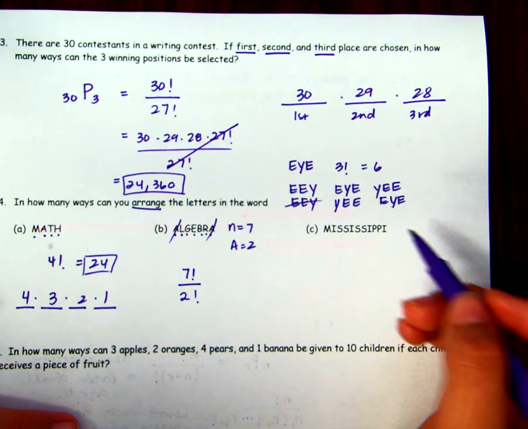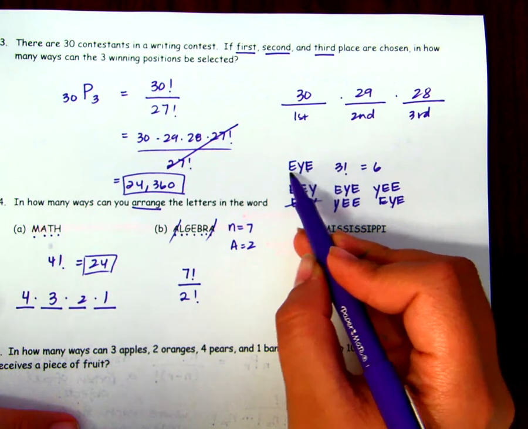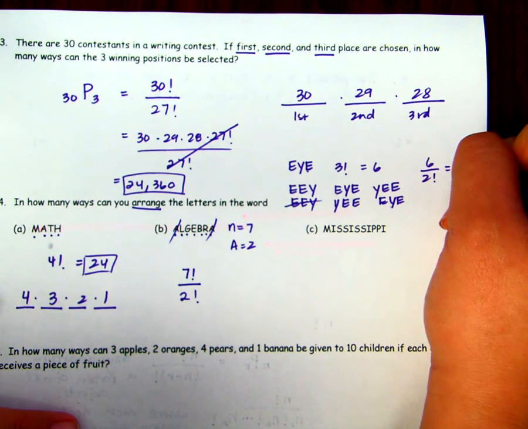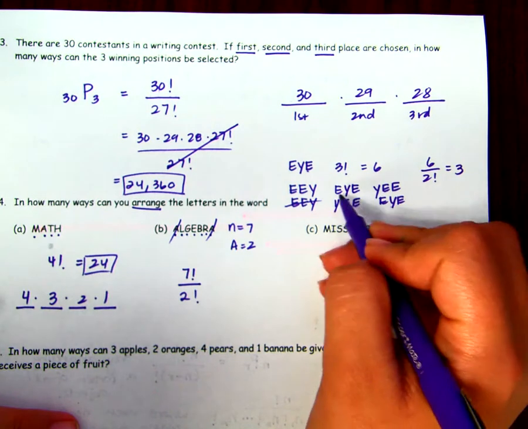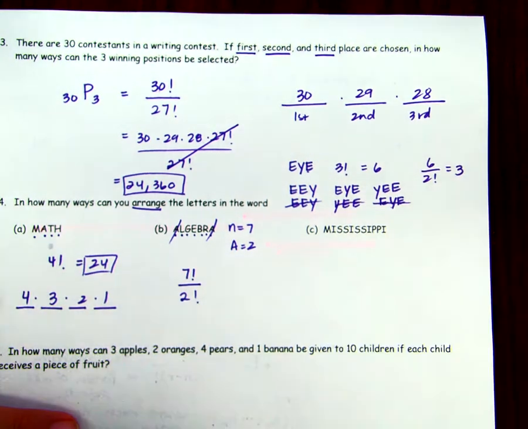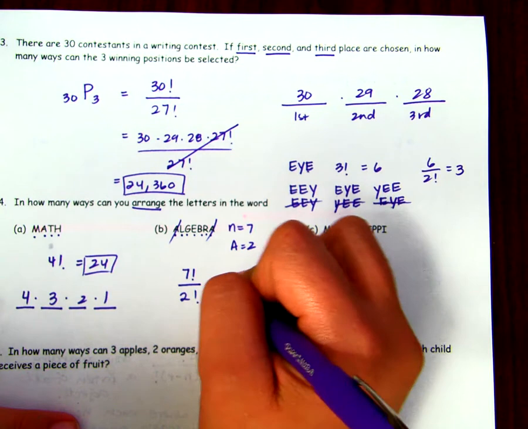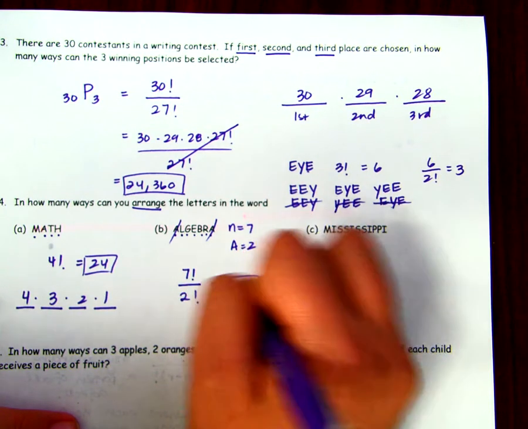I'm going to divide in the end by 2 factorial, because there's 2 E's. And dividing by 2 factorial is going to give you 6 divided by 2, which is 3, which pretty much gets rid of the double counting. So that's what we're doing. In this case, the algebra problem, the answer would be 2520.